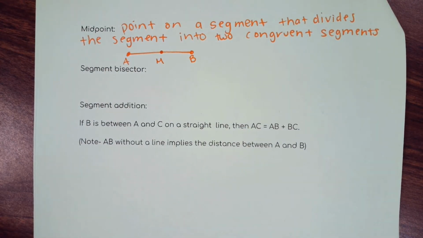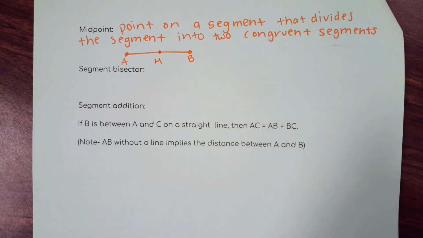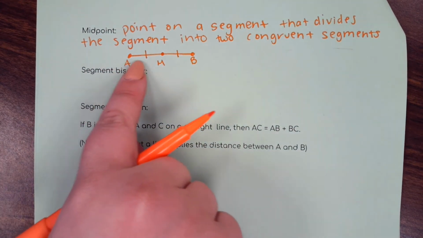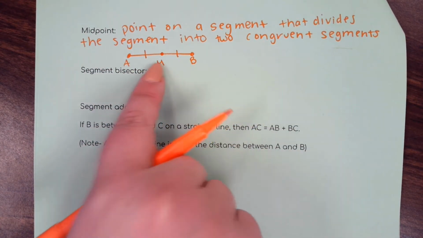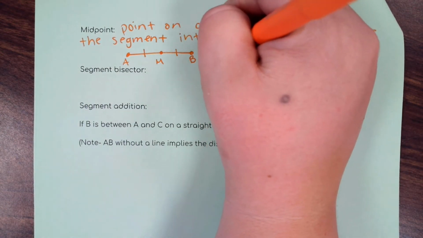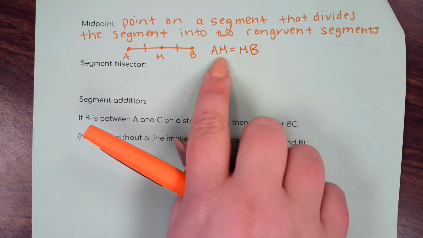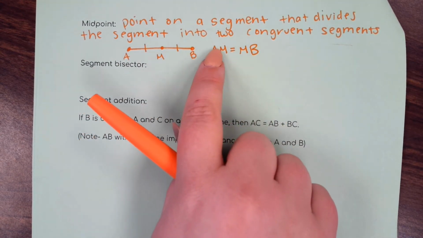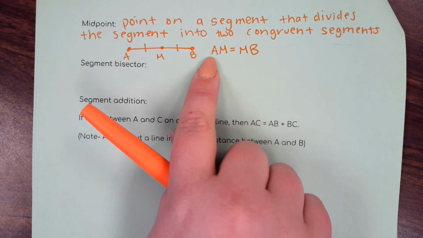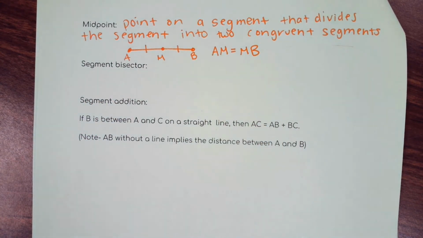Now, one thing I'm going to add to my diagram, since we have two congruent segments, the way that we can mark that on a diagram are tick marks. So there's one tick mark on AM, one tick mark on MB, and that means AM is equal to MB. When I have letters like this without any symbol over the top, so there's no line or segment or ray, this means the distance from A to M. So if we have no symbol, it's talking distance.